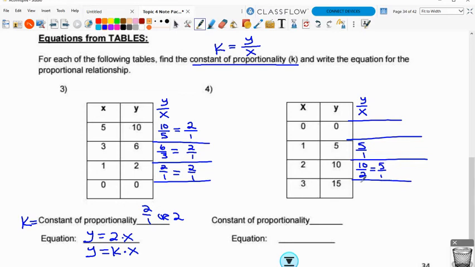Last one, y is 15 and x is 3. 15 over 3. Make it a unit rate. 3 divided by 3 is 1. 15 divided by 3 is 5. All three unit rates are the same, so this is a proportional relationship. Your constant of proportionality, k, equals 5 over 1, or just 5. And for your equation, y equals kx, just replace k with 5 in this case, y equals 5x.